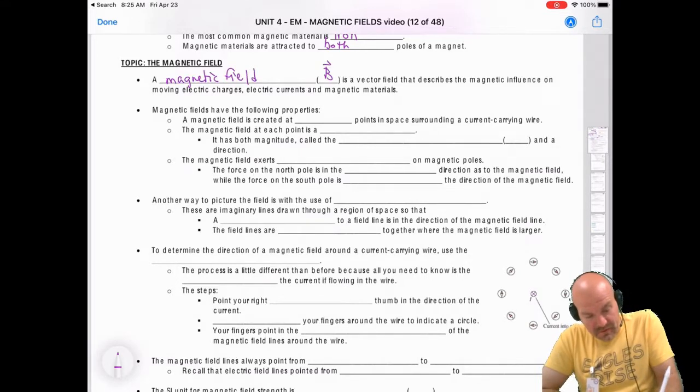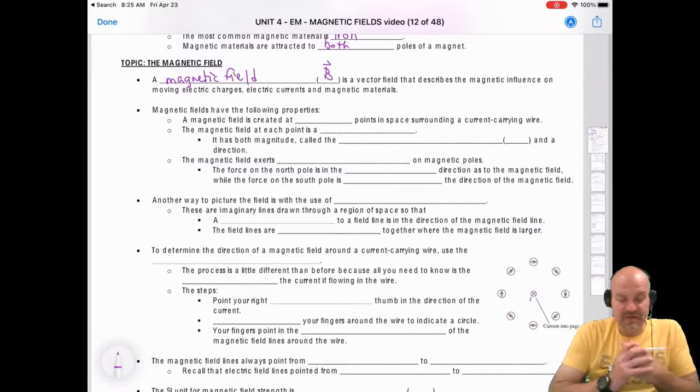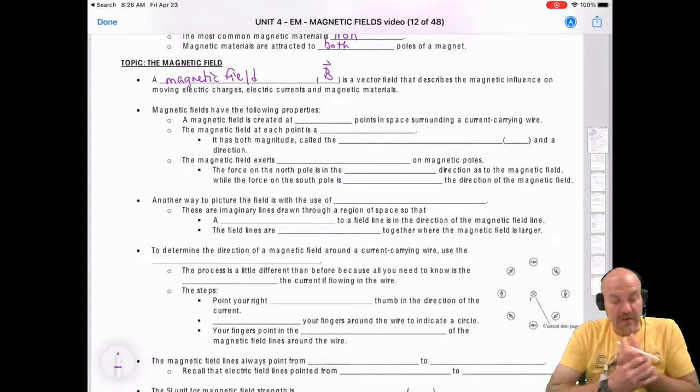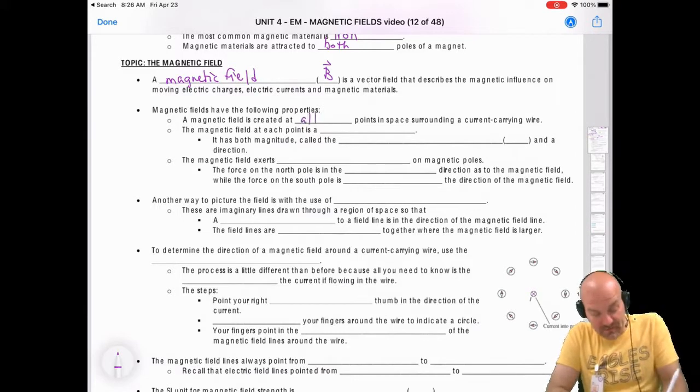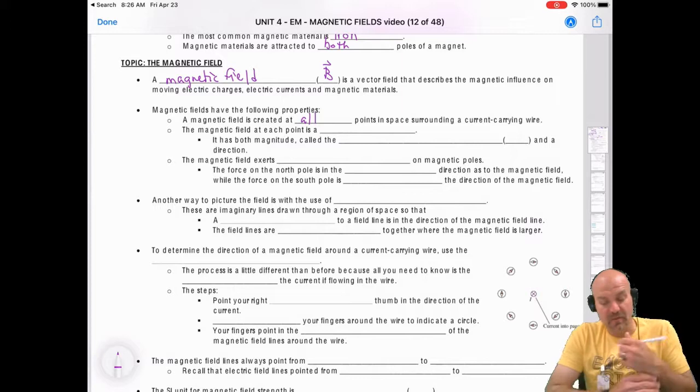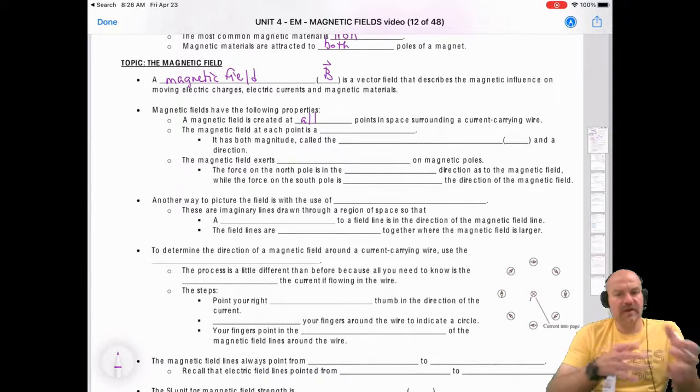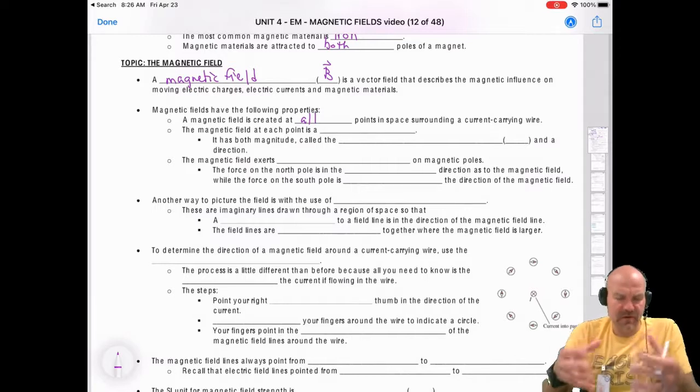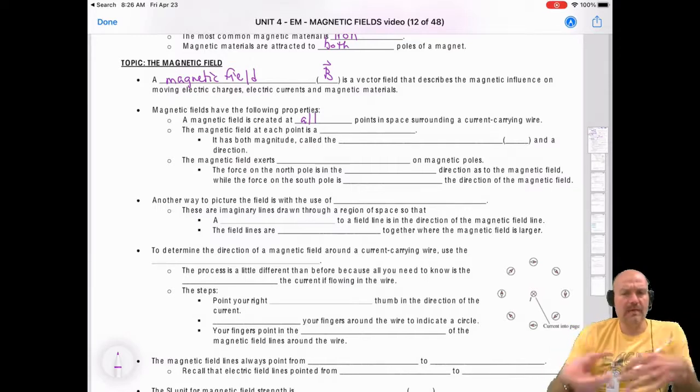that we call the B field, is a vector that describes a magnetic influence on moving electric charges, electric currents, and magnetic materials. So magnetic fields will have these different properties. A magnetic field is created at all points in space surrounding a current carrying wire. Here's our link between electricity and magnetism. If we have a current carrying wire, we are creating a magnetic field around the wire.